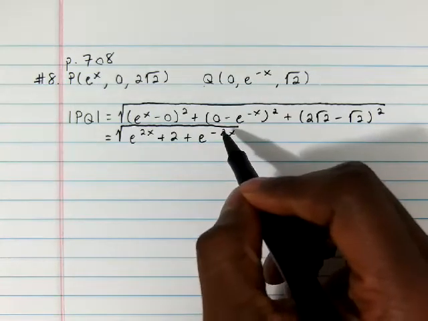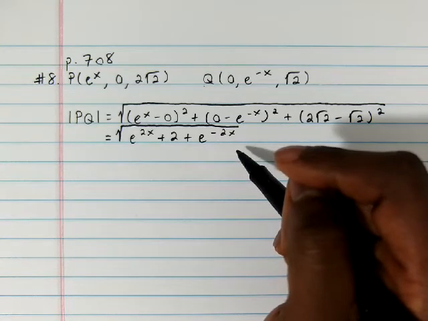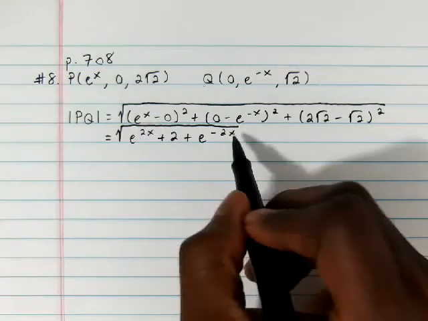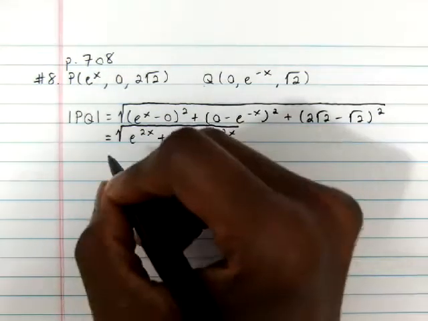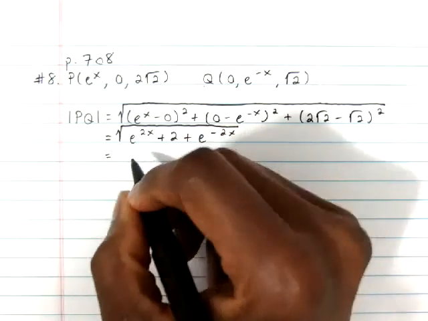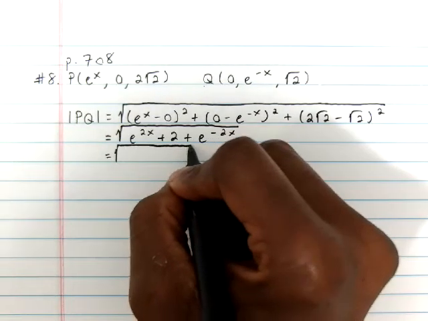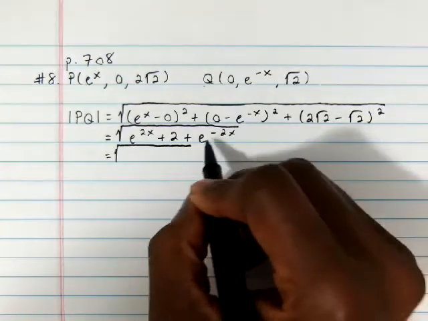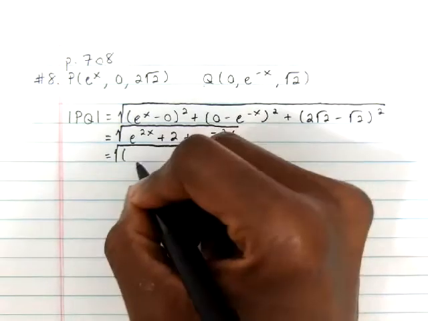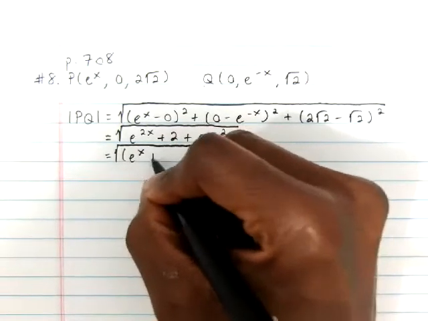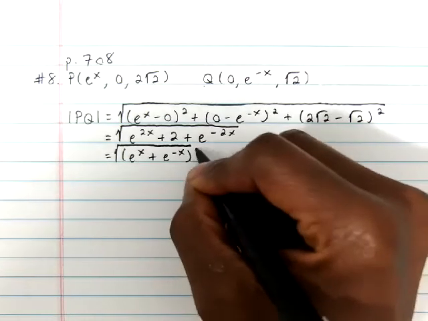I'm going to simplify this a little bit more because later on, say we might be doing a problem where we had to integrate something like this. You're going to run into an issue with this square root there and having to integrate this. So if we simplify it, we can make our lives a little bit easier. Now this quantity that's underneath the square root is itself a perfect square. That is the perfect square, e to the x plus e to the negative x squared.